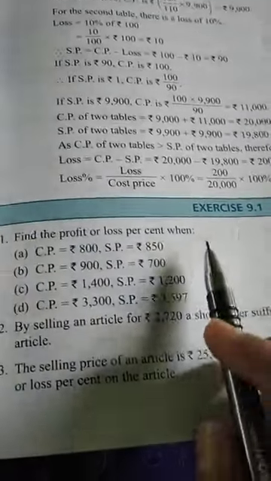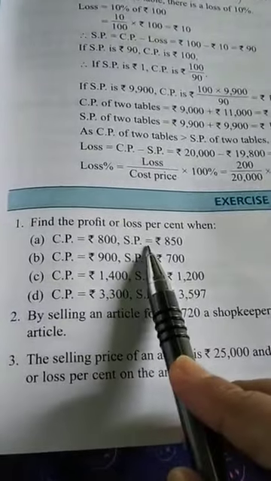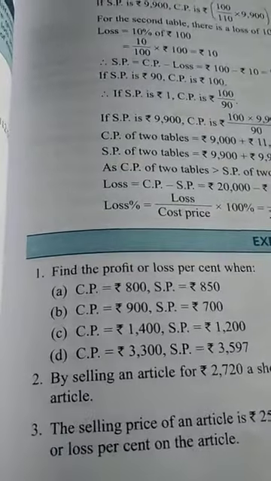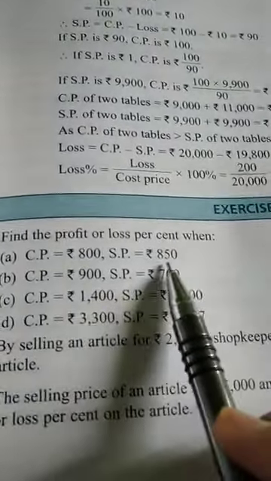Exercise 9.1. Question number 1. Selling price and cost price is given. So by seeing the cost price and selling price, you can say whether it is a case of profit or a case of loss. Selling price is more than the cost price, means this is a case of profit. So you will apply the profit formula. Profit is equal to SP minus CP. And here cost price is more than the selling price. So this is a loss case. So loss is equal to CP minus SP.